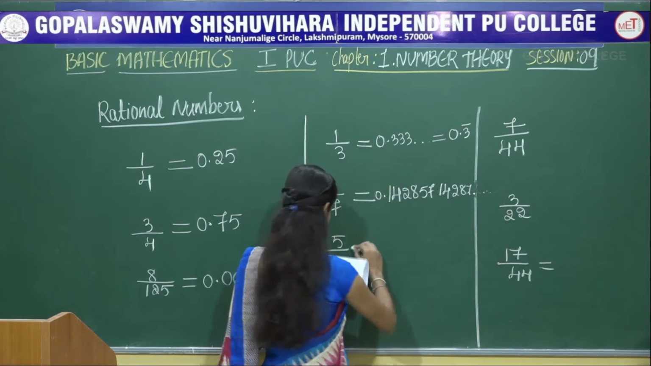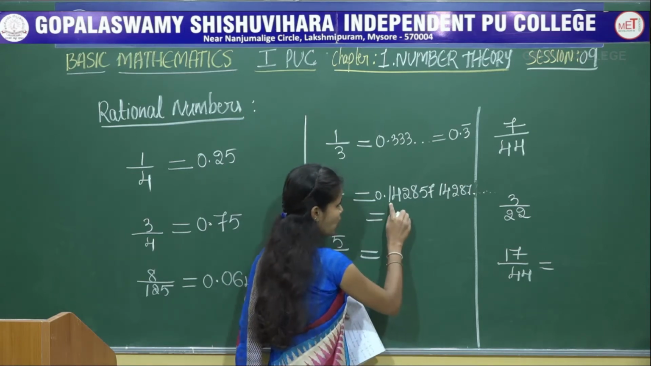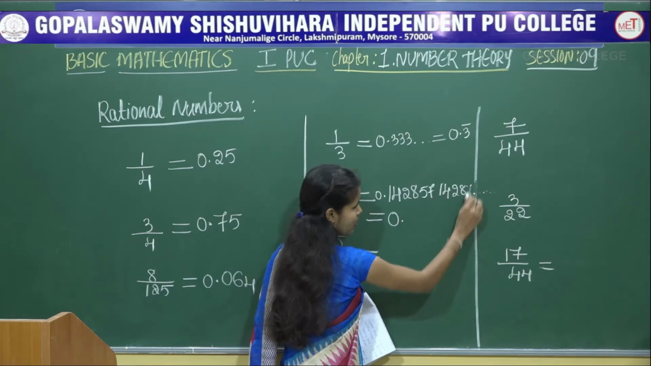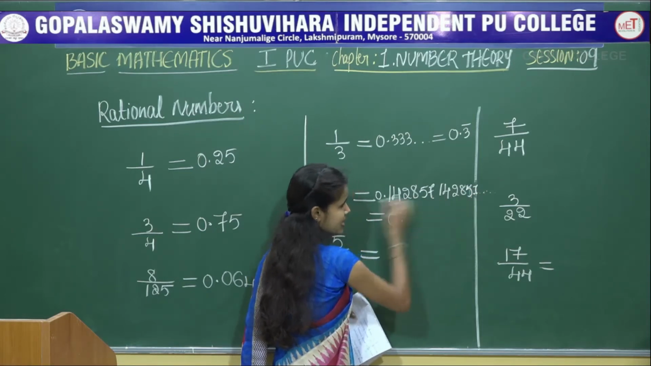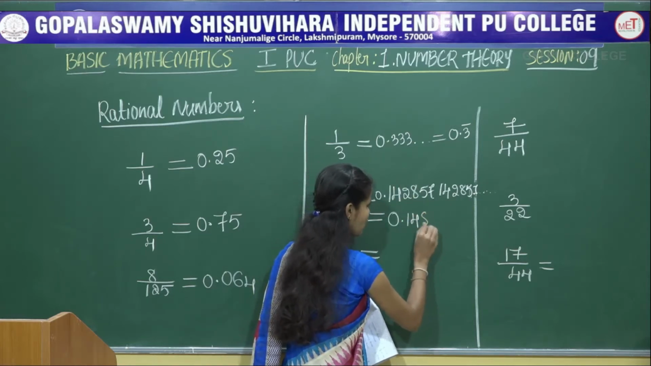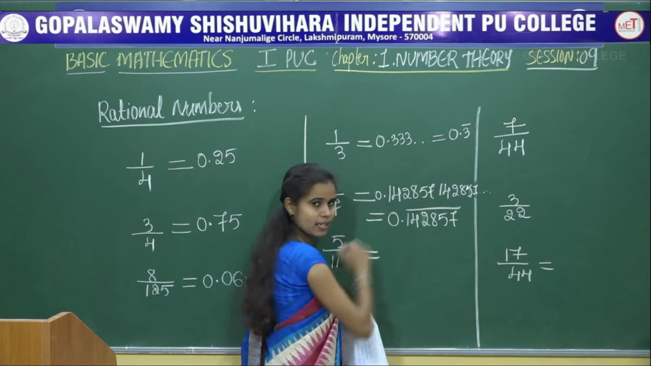Okay. Here observe, 142857, 142857, 6 digits are repeated. This can be represented as 142857 bar. Okay, 6 digits repeated.